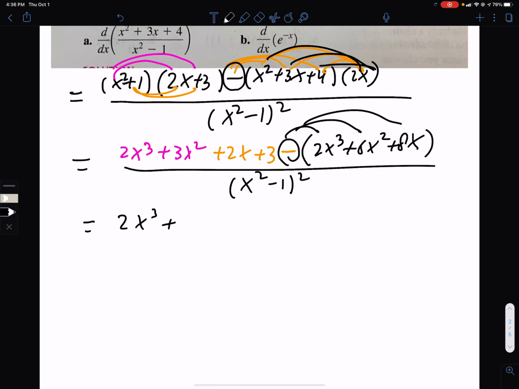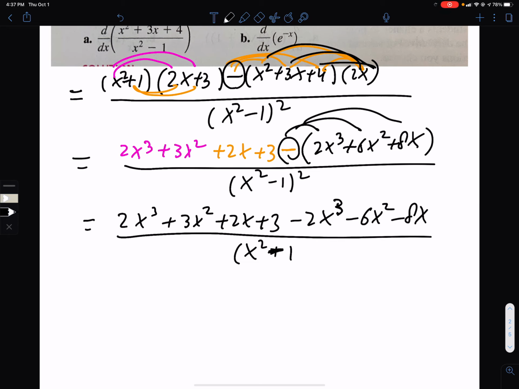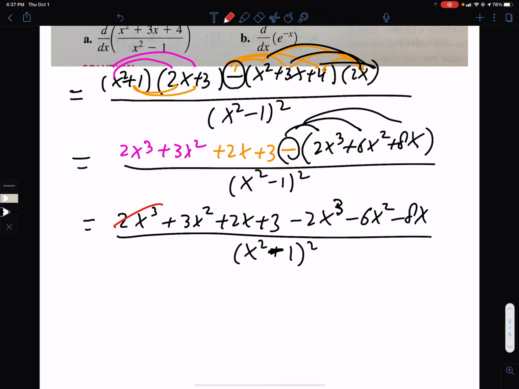But let me first do this. I'm going to distribute this minus sign. So that will give me a minus on all of those. So minus 2x cubed minus 6x squared minus 8x all over x squared minus 1 squared. Now I combine like terms. 2x cubed, oh, how cool. Those are going to disappear. I'm so happy. Gone.